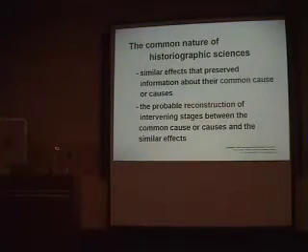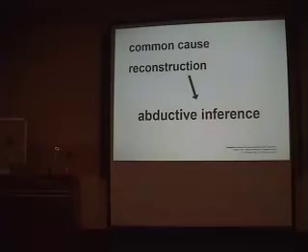The common nature of historiographic sciences is twofold. First, similar effects that preserve the information about the common cause or causes. So the first keyword is common cause. Next, the probable reconstruction of the intervening stages between common cause or causes and similar effects. So we have two keywords which characterize historiographic science. One is common cause. Next is reconstruction. So here, we have reached the next stage of our research because these two keywords, common cause and reconstruction, lead to abductive inference. This abductive inference is a very important point to understand the basic nature of historiographic science.